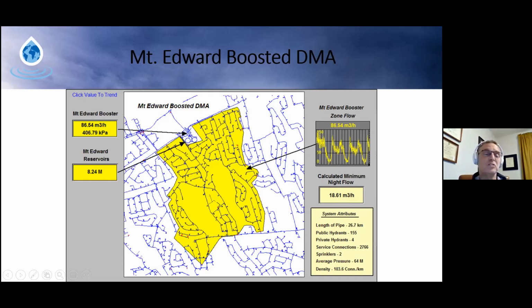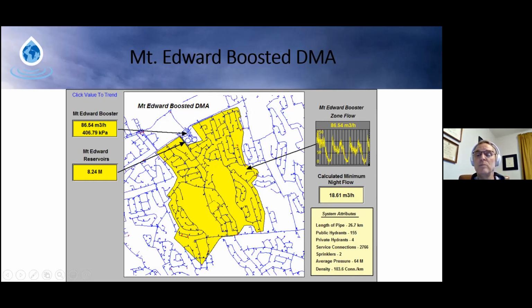We've got ourselves a pretty tight system. So here's a case where I don't need to worry. I can sleep at night looking at this graph. I know that it's in good shape. Okay, so there's how we make good use of our SCADA system in combination with our calculations to determine what our night flow should be.